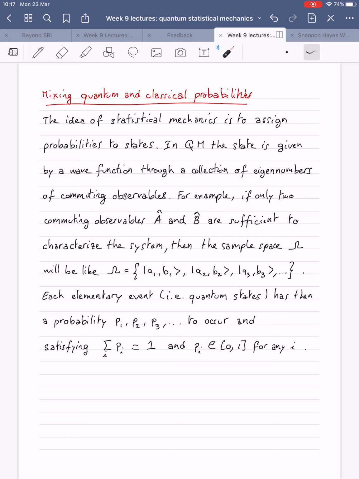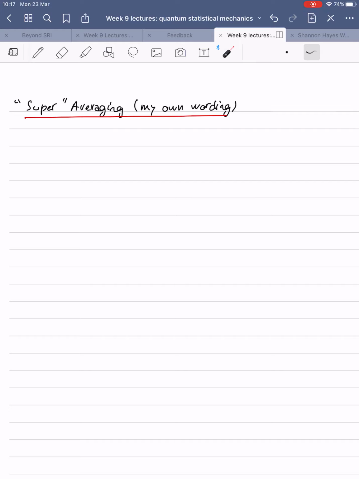That's the reason why I need to introduce a new concept here, which I call super averaging. Now, if you look up super averaging on Google, you won't find what I'm going to talk about. But for lack of a better word, because there is no actual word for it, I'm using super averaging because it sounds kind of cool.